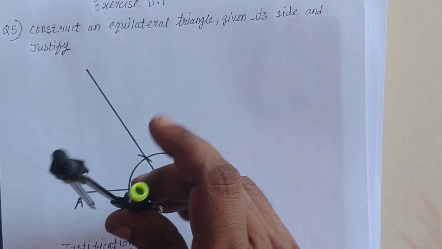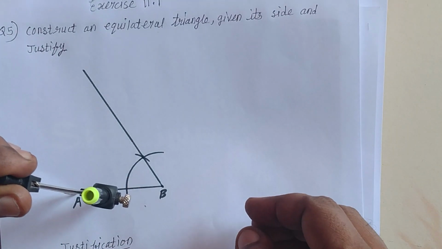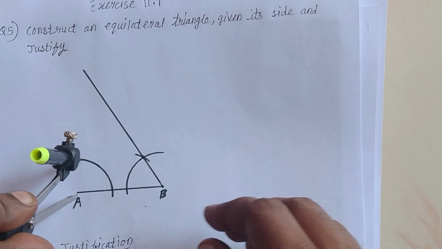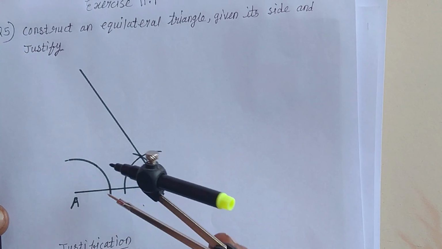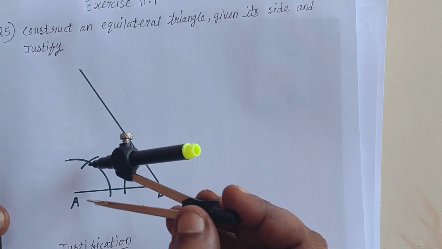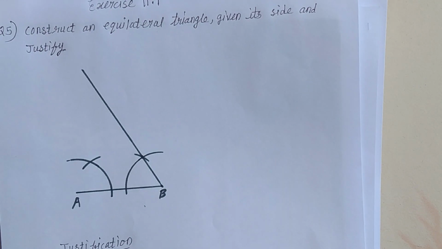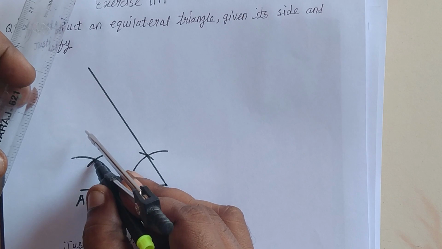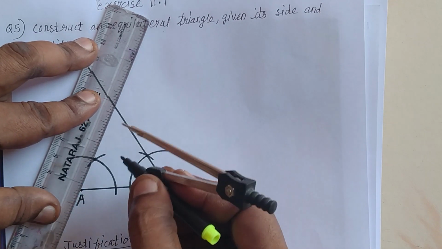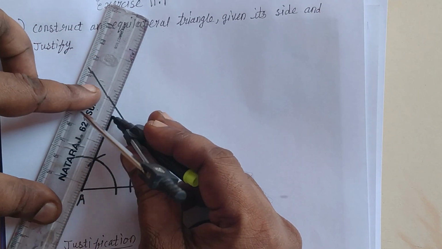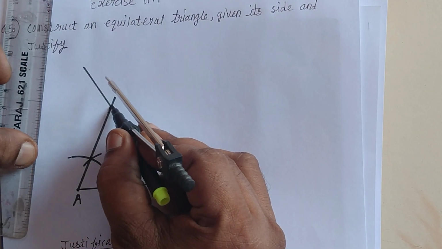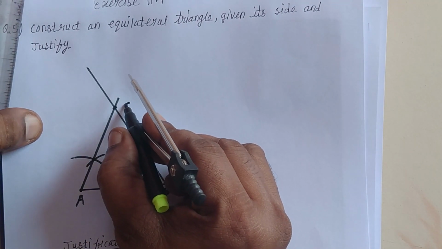Similarly, follow the same process from A to draw the 60 degrees. Again draw the minor arc because we want only 60. Then from this point you have to draw another arc, same distance as you have taken initially, so that it will intersect the first arc. Now this is the point of intersection. You have to join A and extend it, until it intersects the first line. Now they are intersecting at this point, so this will be your third vertex, that is nothing but C.